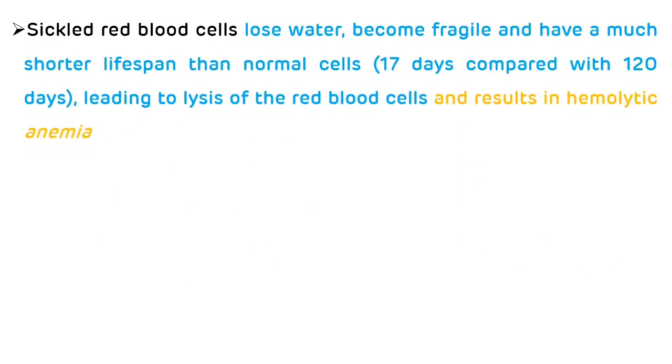Now sickle red blood cells lose water, there is an influx of calcium and a loss of potassium, so they become fragile and have a much shorter lifespan than normal cells. Normal RBCs have a lifespan of 120 days, but these sickle cells have only a 70 day lifespan, which leads to lysis of the red blood cells and results in hemolytic anemia.